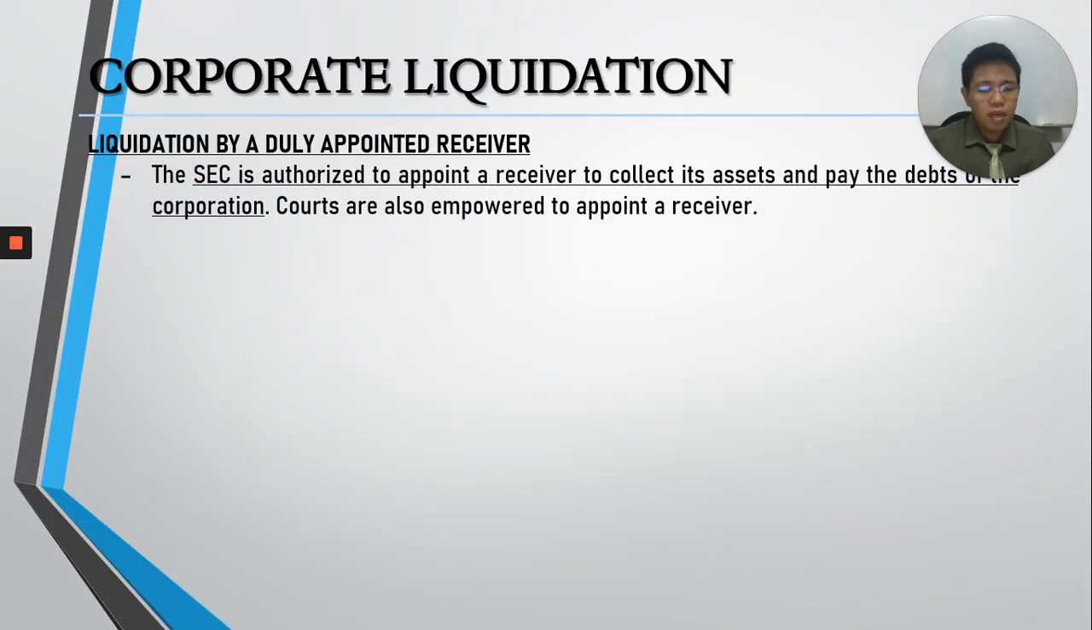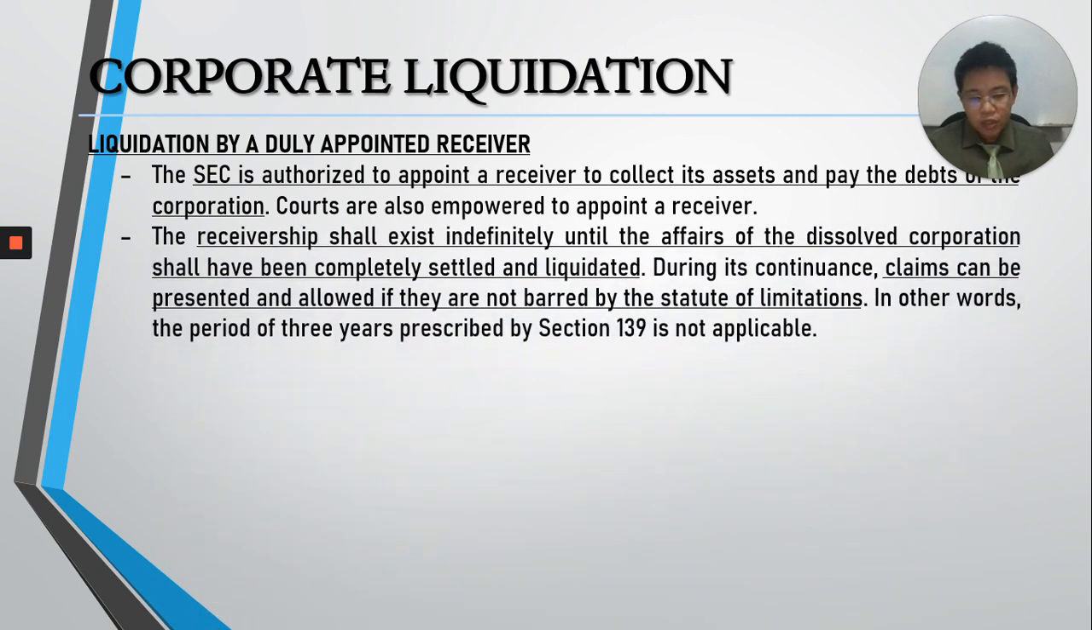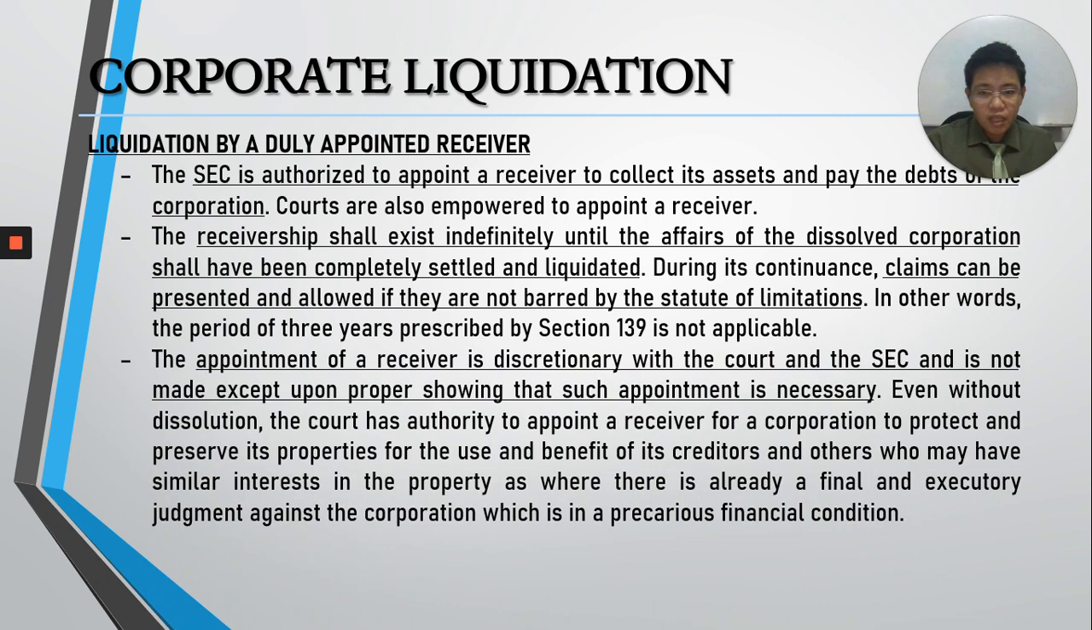What else? Liquidation by a receiver. So the SEC is authorized to appoint a receiver to collect assets of the corporation, pay the debts of the corporation. Courts are also empowered to appoint a receiver. So receivership is indefinite until all the affairs of the dissolved corporation have been settled. So, because the receivership is indefinite, pwedeng i-present yung claims mo as long as it is not barred by the statute of limitations, meaning hindi pa siya nag-prescribe. So here, the 3-year period under 139 is not applicable. Appointment of a receiver is discretionary with the court and the SEC. Bahala ang SEC if it will appoint a receiver, or the court, bahala siya kung siya ay mag-a-appoint ng receiver.